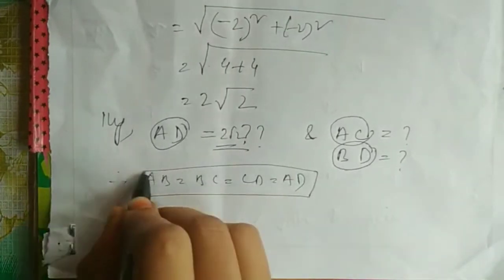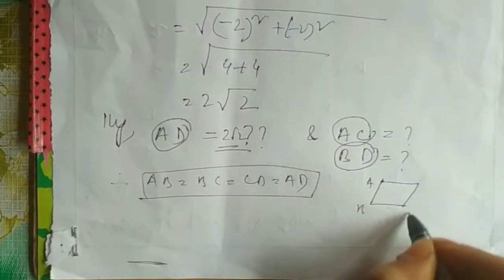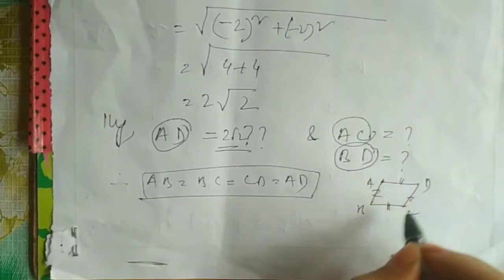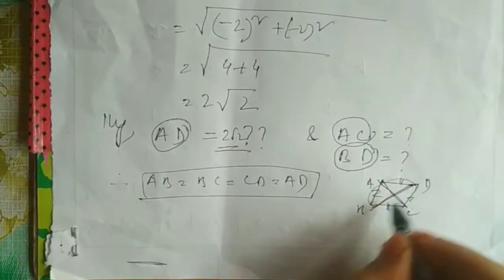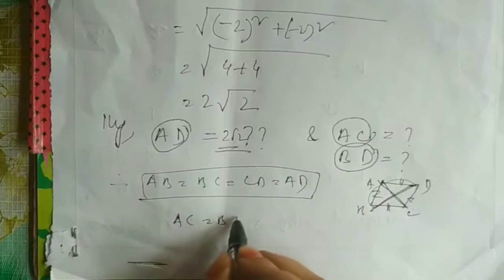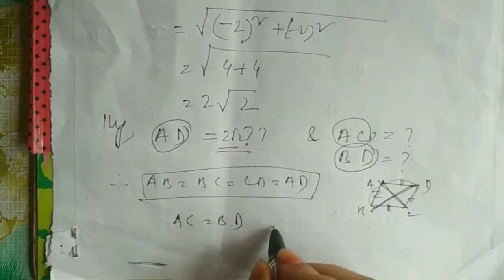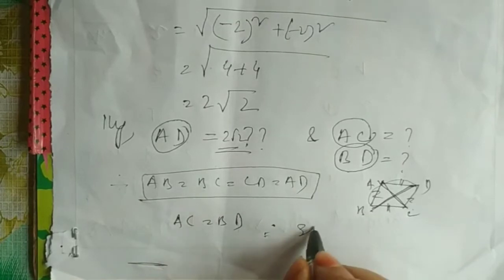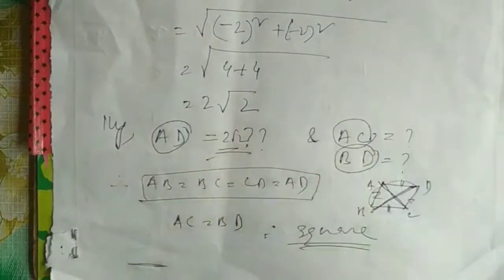If all four sides are equal, then it will be a rhombus type. Here in ABCD, the sides are the same, equal, and the diagonals are also equal. The diagonals are AC and BD. AC equals BD. If the sides are equal and the diagonals are also equal, then we can say that the quadrilateral is a square. The quadrilateral is a square. So you do this one yourself.